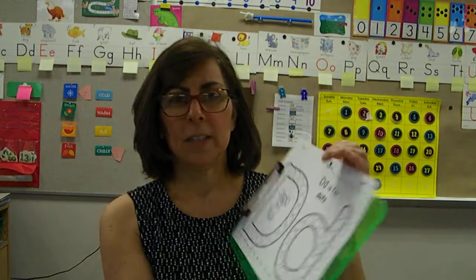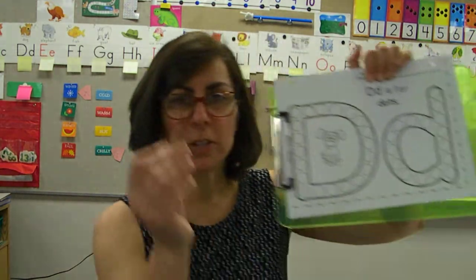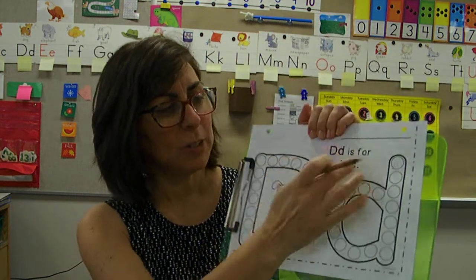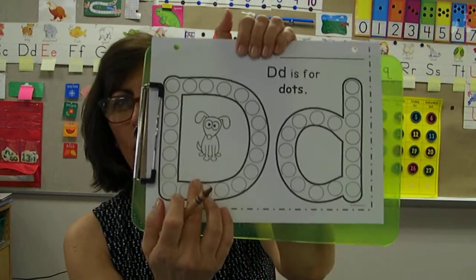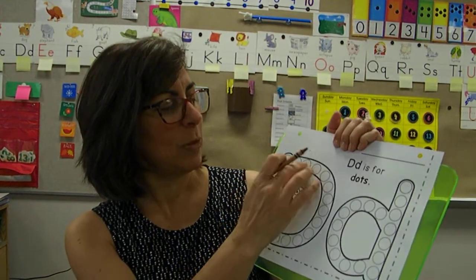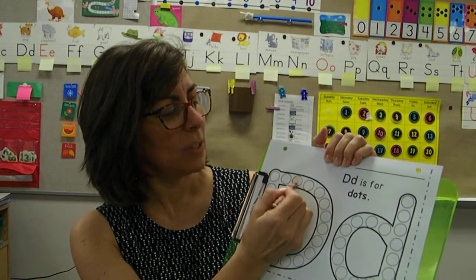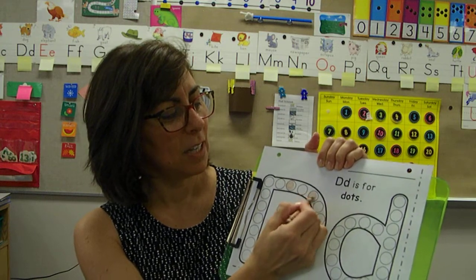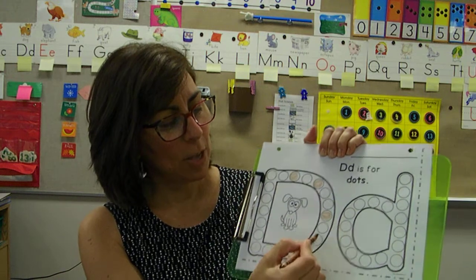And here is the D worksheet. This is a little bit easier for us to do together. I'm going to start making some dots. D is for dots. Here we have a dog. And we're going to make some dots. What's nice is the worksheet has dots all around it. Dots. I'm going to color in some brown.